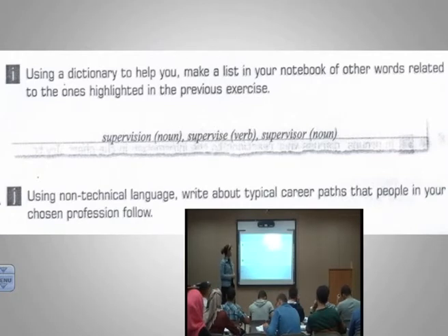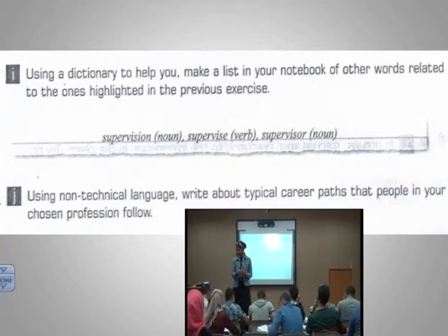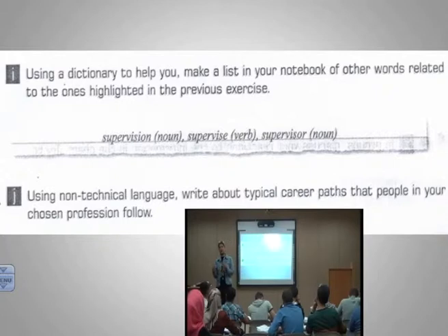Now it says using a dictionary to help you and make a list in your notebook of other words related to the ones highlighted in the previous exercise. We have 5 main words, which are development, management, supervision, knowledge, and independence. That's right. So we're going to have the noun of them. We must know what's the verb and also what's the agent. Agent is the noun, but it is the doer of that action. So we add ER or OR at the end of the verb to make it a noun, okay? So let's take 2-3 minutes to do it, and then we're going on.